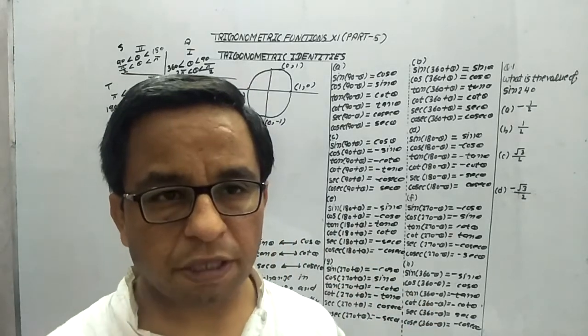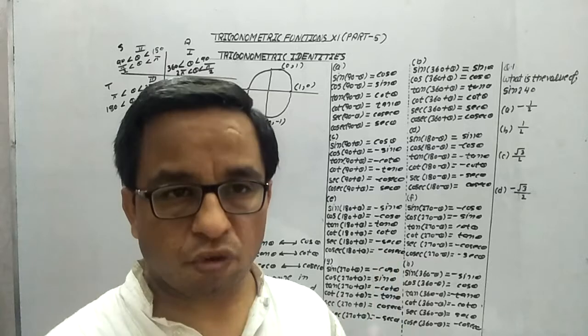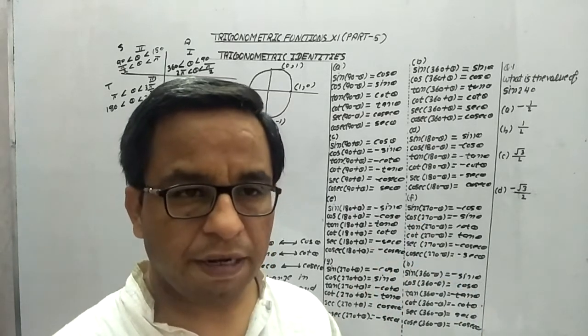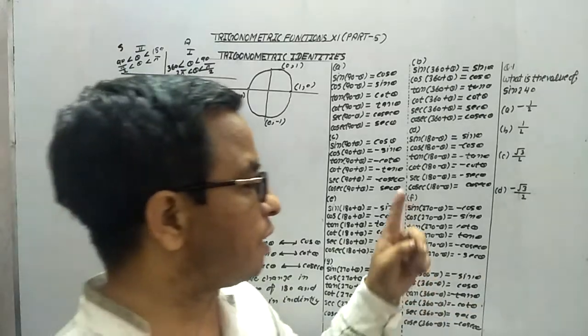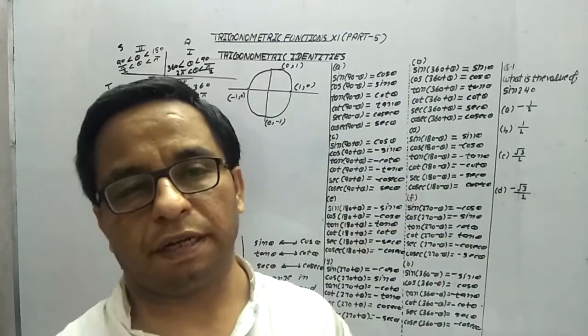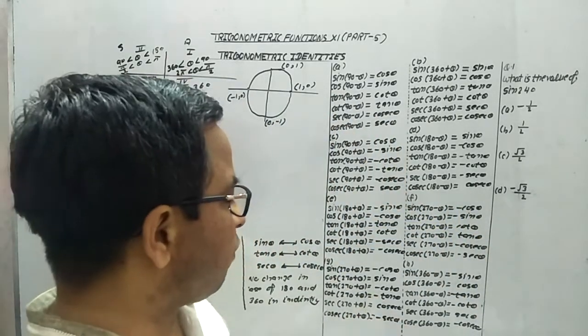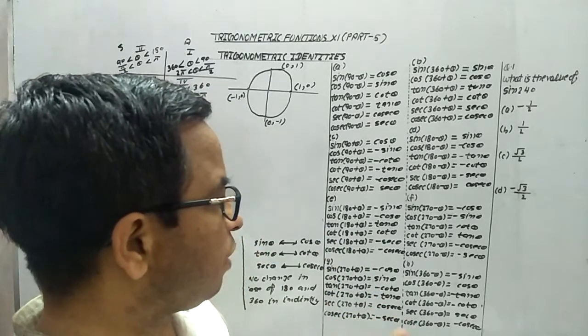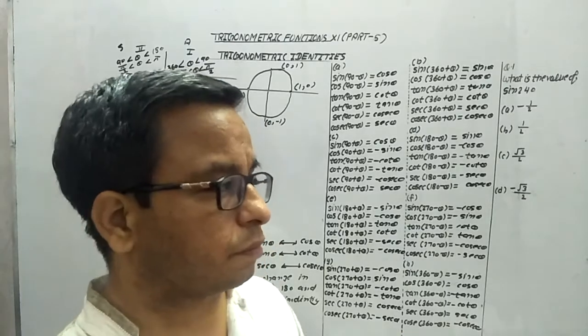Suppose sin 270 plus theta, first of all you have to check in which quadrant? Fourth quadrant. Because of 270 there is change in identity, it means sin 270 plus theta is equal to minus cos theta. So this is the way, always remember this thing. If we are using this concept, then there is no problem at all.